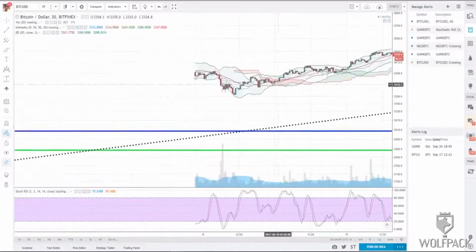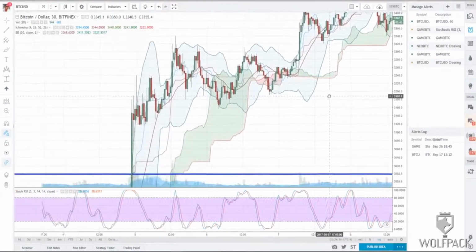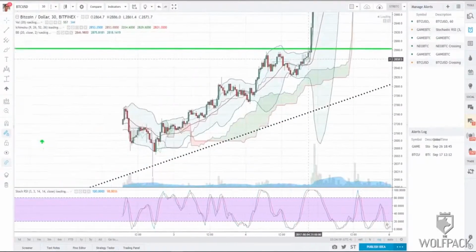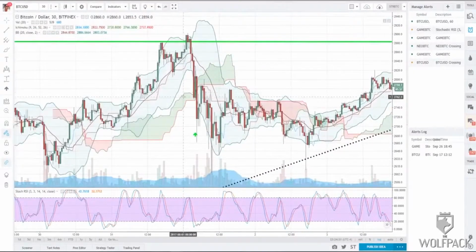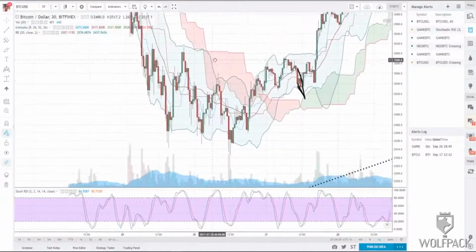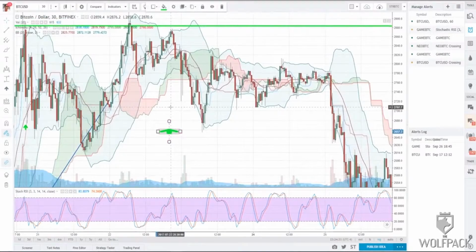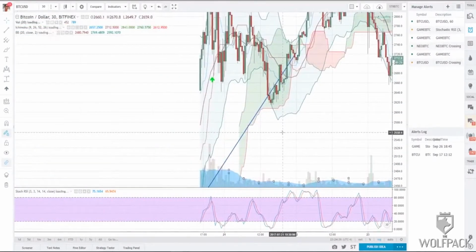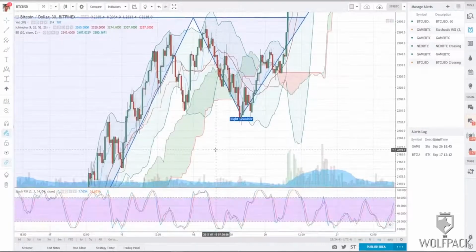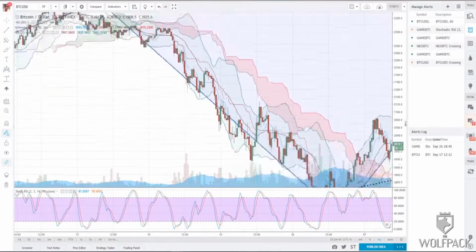Where is the pennant? Maybe that'll help. Bitcoin sucks with these. I don't trade pennants that much, to be honest with you. Alright, I'll just cover pennant next time.